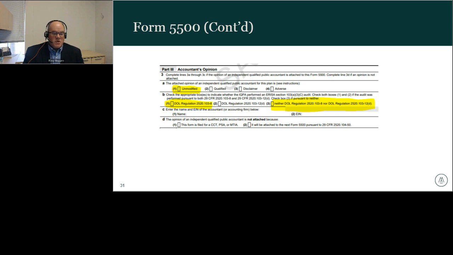The good news is, as we mentioned before, I want to try this out. Yeah, it works. Box 1 is checked.